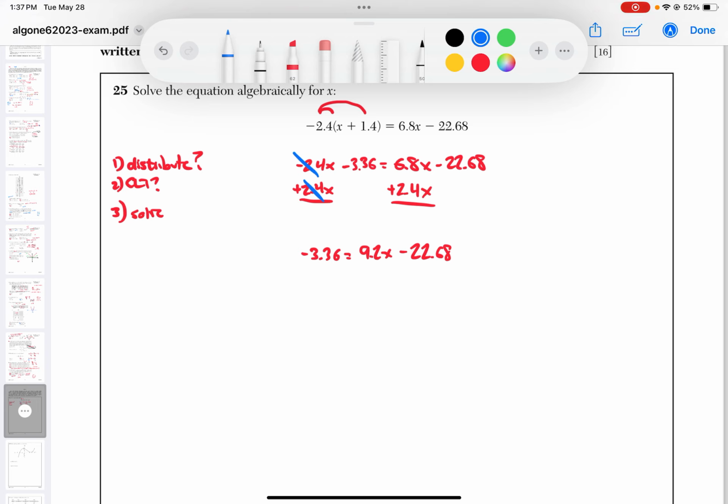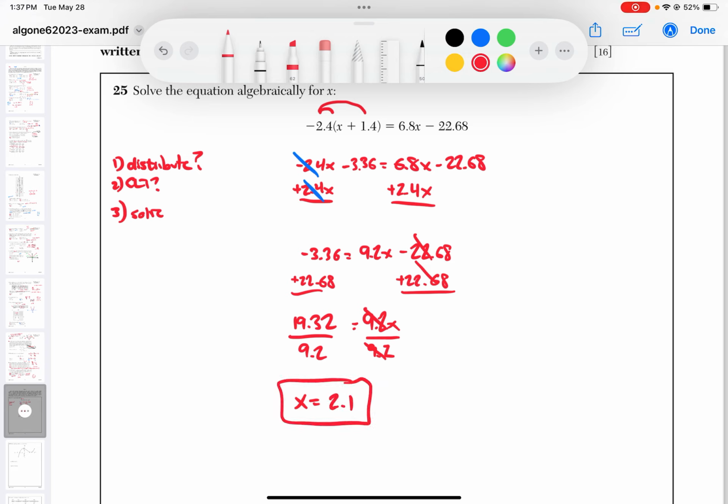The opposite of subtracting 22.68 is to add 22.68. So we got 9.2x equals 19.32. And the opposite of multiplying by 9.2 is to divide by 9.2. You'll get an answer of 2.1, and that is your final answer.